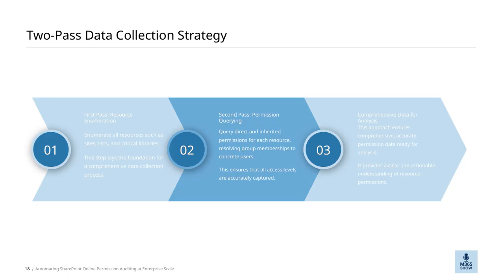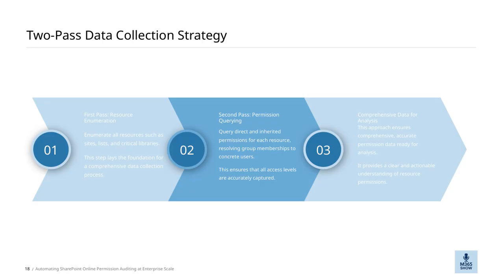Next, in the first pass, we query the permissions directly assigned to each resource, as well as inherited permissions. We also resolve group memberships to individual users, so we know exactly who has access and at what level. This thorough approach helps us capture all access details accurately.